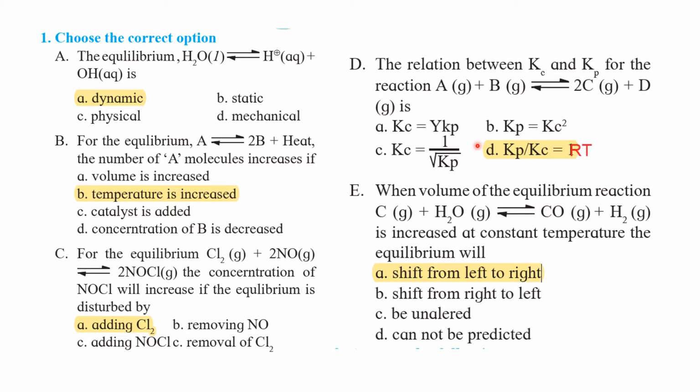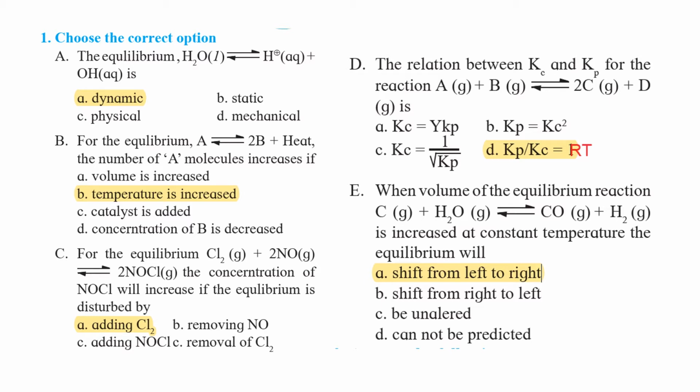But in your textbook, all the options given are wrong. So please make option D as Kp/Kc = RT. It is given in your book as Kp/Kc = 1. Change it to Kp/Kc = RT. That is the correct answer.